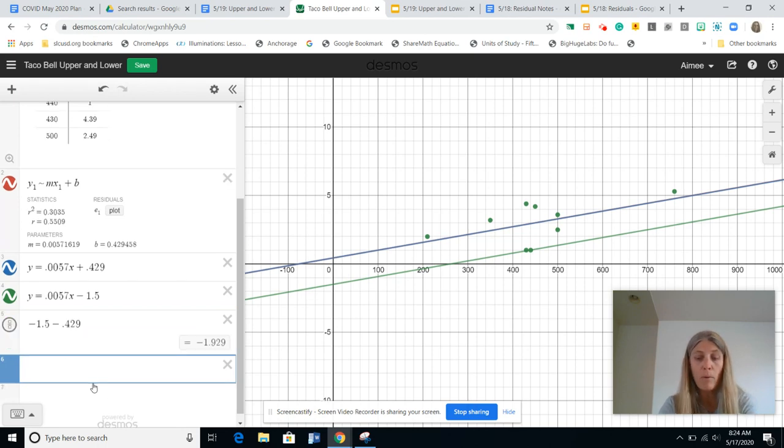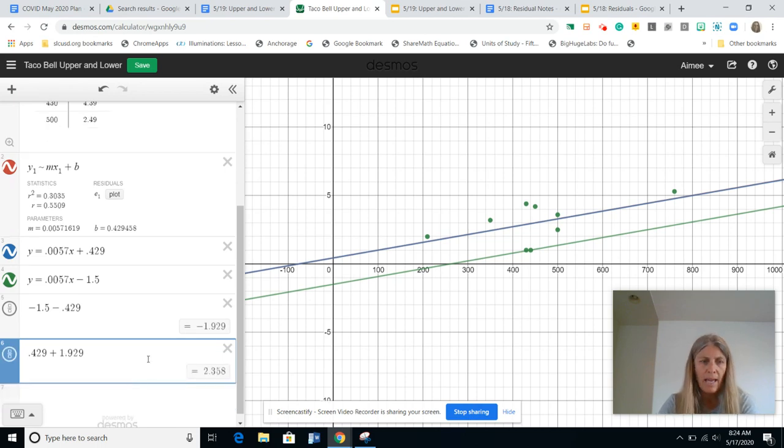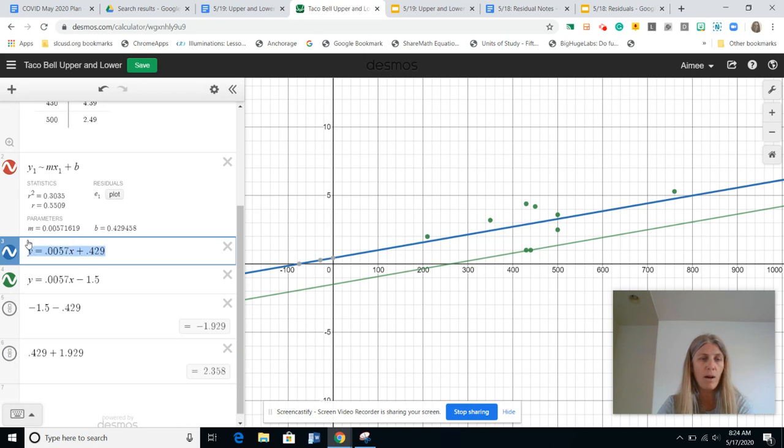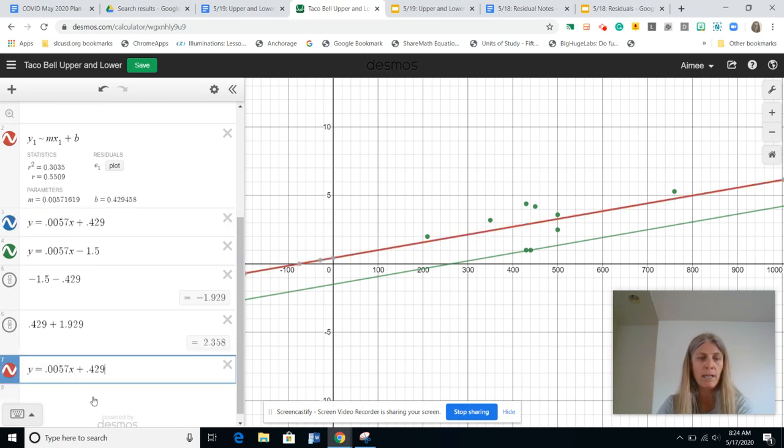So I have that point, 0.429, and I'm going to add to it my difference, which is 1.929. And as you can see, that gives me 2.358. This is going to be the y-intercept of your upper boundary. So I'm just going to go ahead and copy once again my least squares regression line. But instead of the 0.429, I'm going to make it that difference above that mark. So it's 2.358. And as you can see, we now have both our upper and lower boundaries.